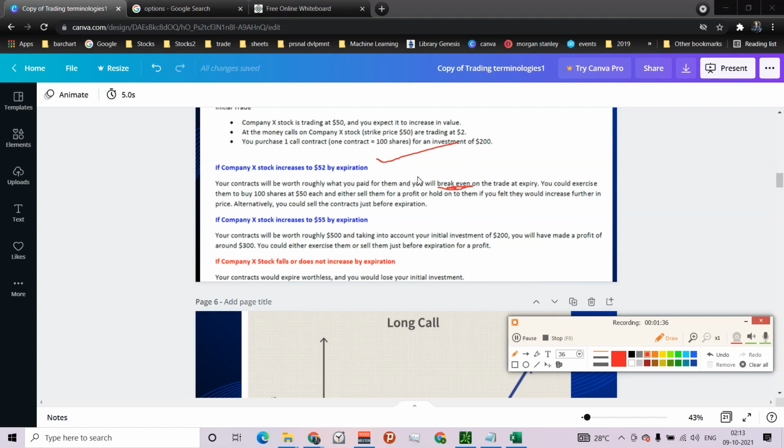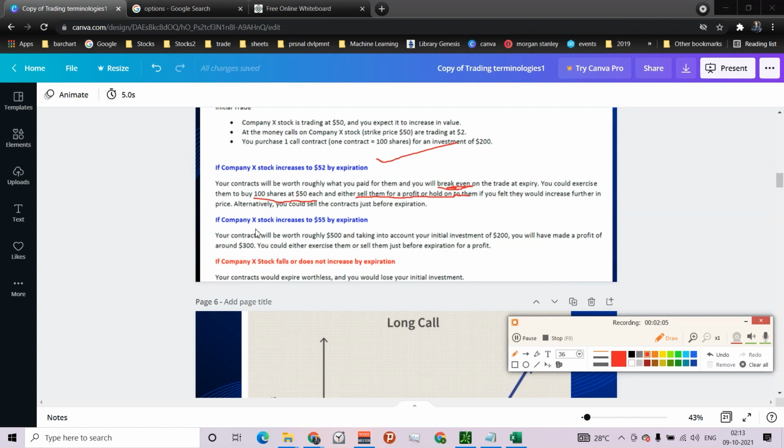So you could exercise these options to buy 100 shares at $50 each and sell them for a profit, or hold on to them. But even if you buy at $50 and sell at $52, you are still paying $2. That is $2 into 100, which is $200 for one call contract. So that's why you get a break-even point.